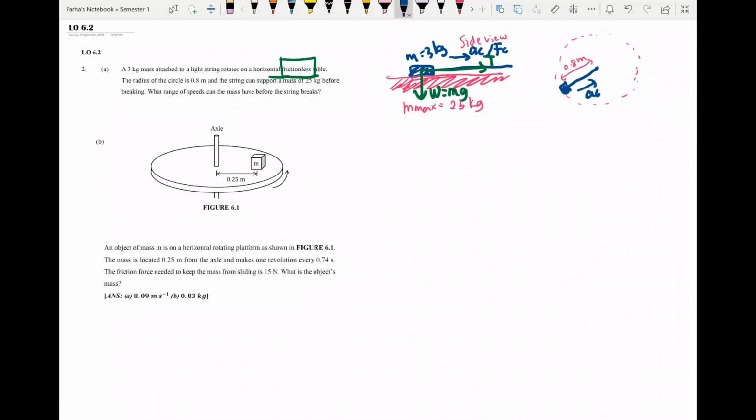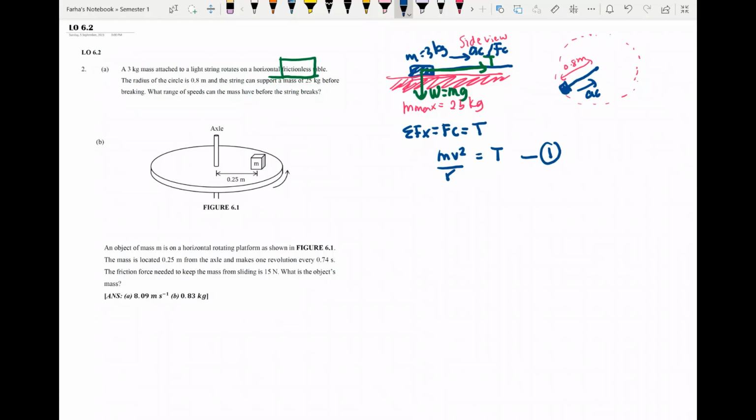So kita perlu nyatakan sum of Fx equals to Fc will equals to, okay, daya apa yang bertindak pada objek kita. So sekarang kita hanya ada tension saja yang bertindak pada paksi X atau pada paksi yang sama dengan Fc. So dia akan equals to T. mv square over R will equals to tension. So kita nyatakan dia sebagai first equation.